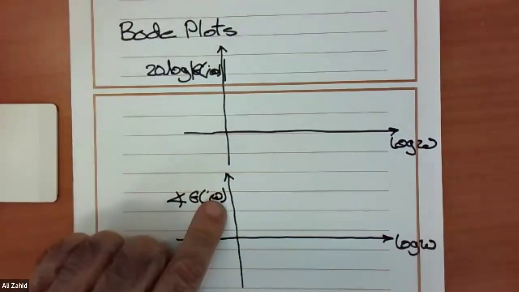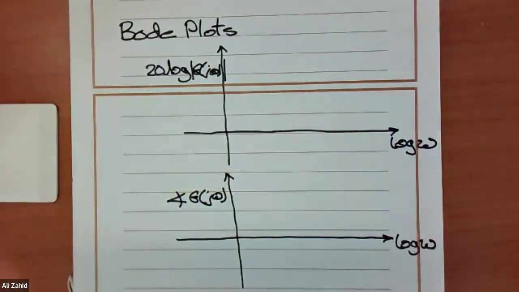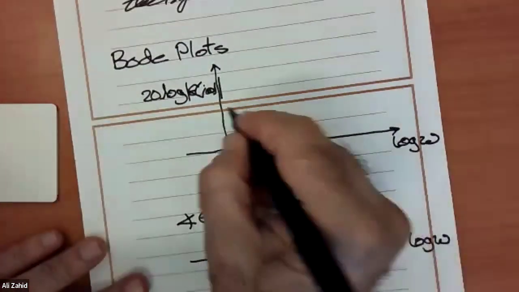G of j omega, this is the open-loop transfer function. That includes both the controller and the plant that you are trying to control. Did you get it? Okay. Now answer me the following question.